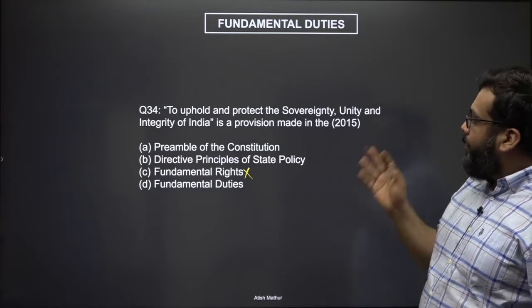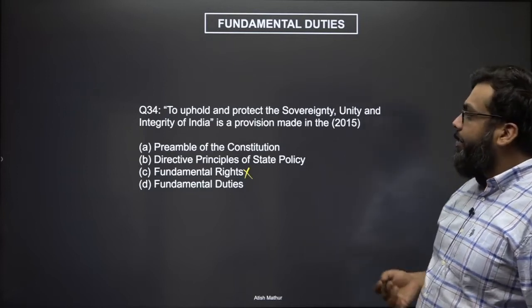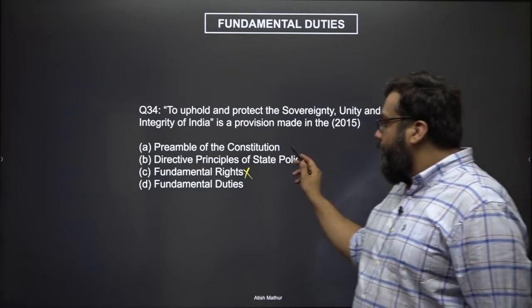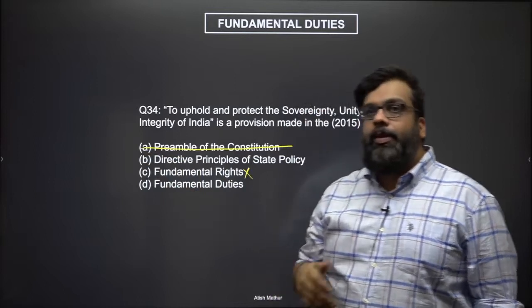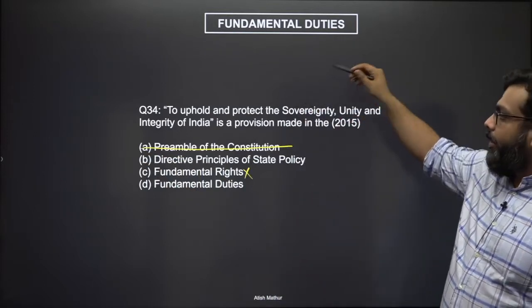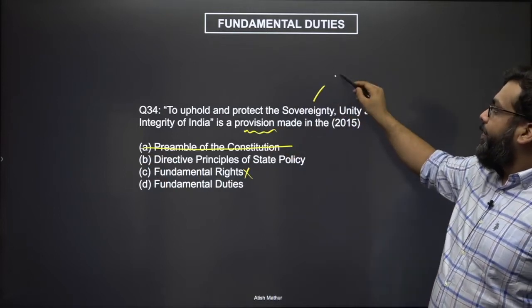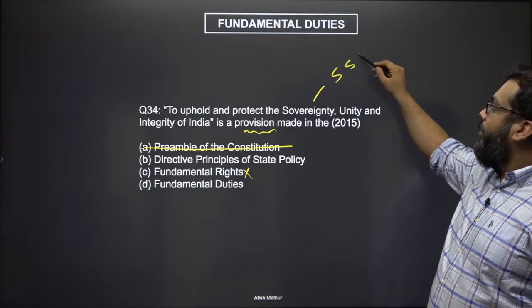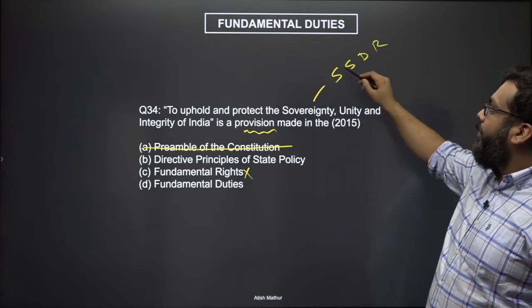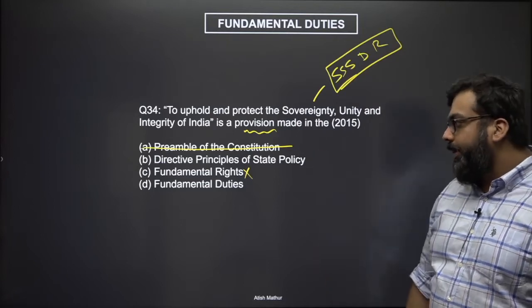To uphold and protect the sovereignty, unity and integrity of India is a provision made in the, now not the preamble, because the preamble talks about individuality and dignity and liberty. It talks about, now remember, it's a provision, it has to be explicit in nature. Sovereignty, socialism, democracy, republic, secularism, all of this is mentioned together in the preamble. So preamble is not the answer.